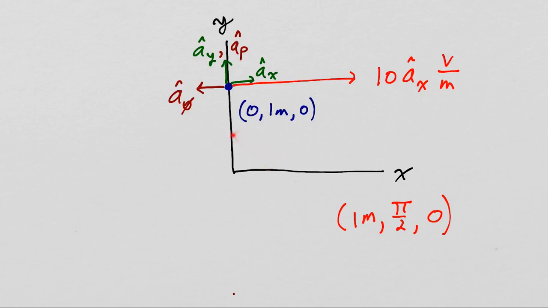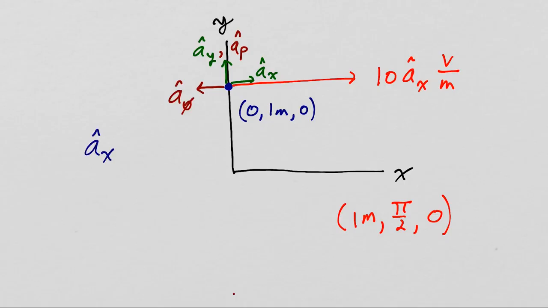For this angle getting larger, that's pointing to the left here, so this is the unit vector pointing in the phi direction, in the direction of increasing phi component. So at this point, a sub phi is equal to minus a sub x.